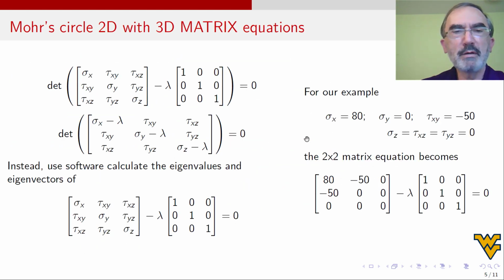Okay, so we go back here, and we say, okay, calculate the eigenvalues and eigenvectors of this system, all right? Okay, all right, let's try to do that. For our example, we have sigma x 80, sigma y 0, tau x y minus 50, and these 3 are 0. So we put these numbers, and you see, even I casted the problem as 3D, but really it's not 3D because this is all 0 and this is all 0. So what I have is this 2 by 2 minus lambda and this 2 by 2. This doesn't matter because it's all 0 minus this 1. Okay, but I can move forward, all right?